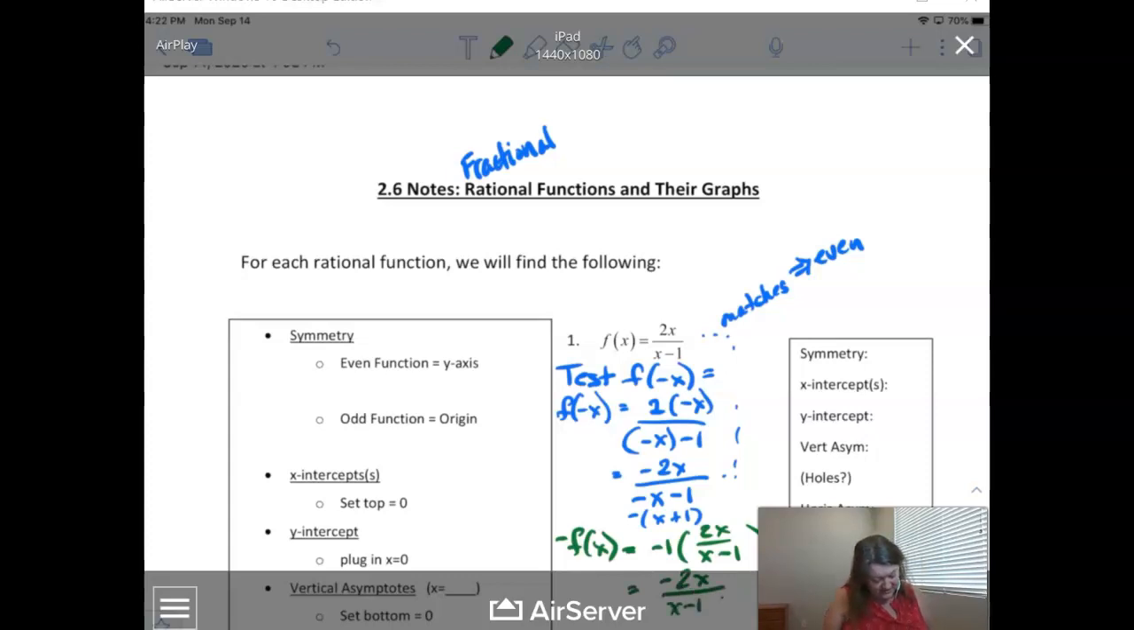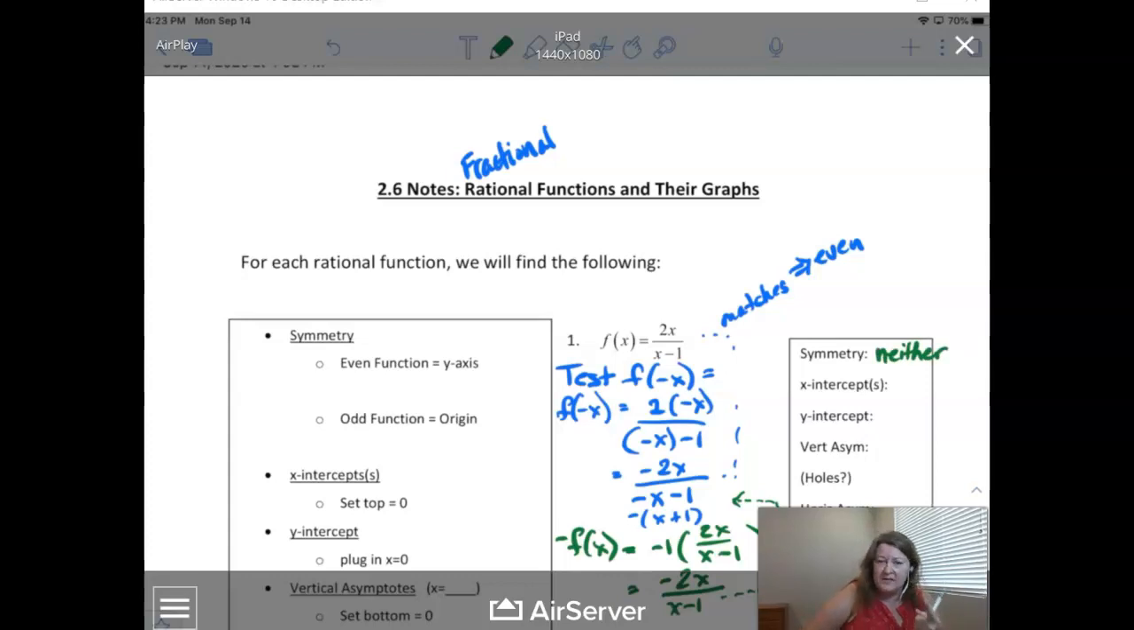So now your second check is, does it match your blue stuff when you put in a negative x on the inside? If it does, it's odd. In ours, it doesn't quite match. I get the -2x on the top, but I can't get the negative x minus 1 on the bottom. Even if I do a sign change or try to factor out a -1, I will not get that. So this one is neither. We just went through all those steps to find out nothing good. I promise we'll have the other symmetries as we continue on so you can see and practice those.